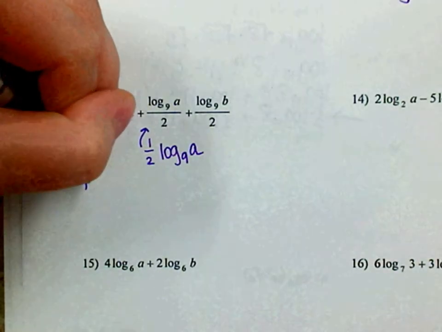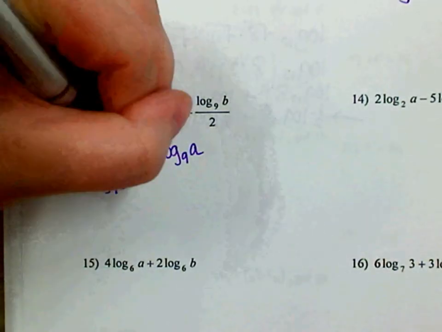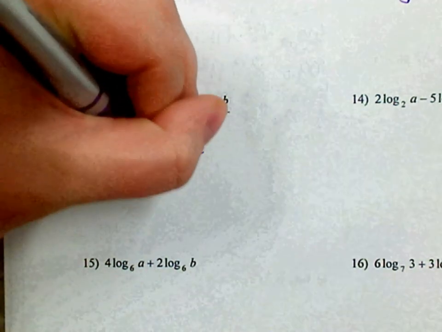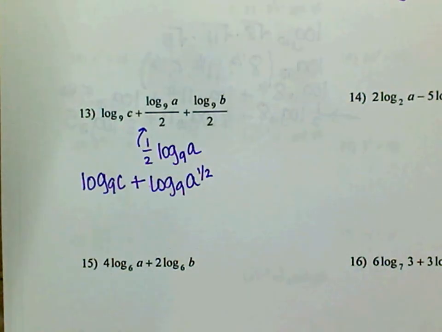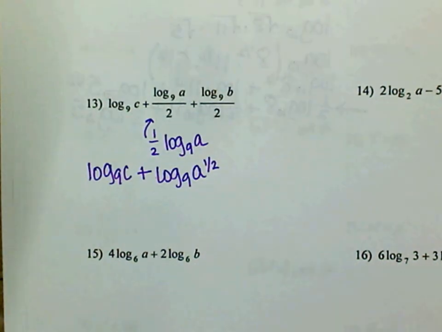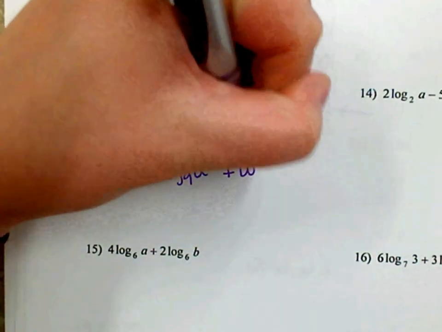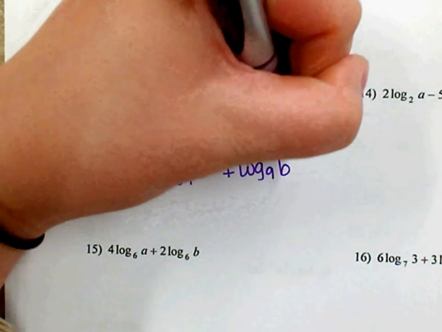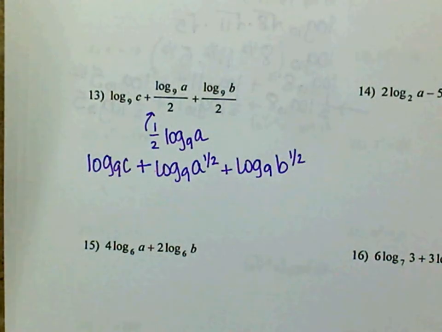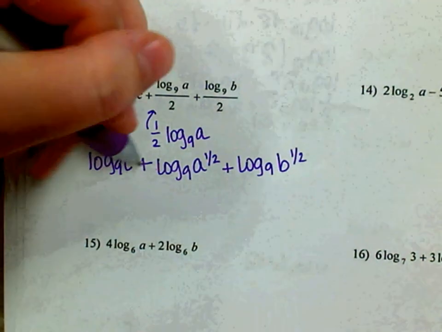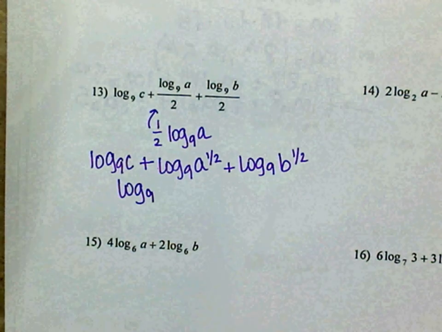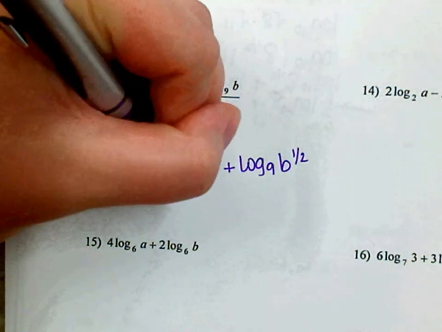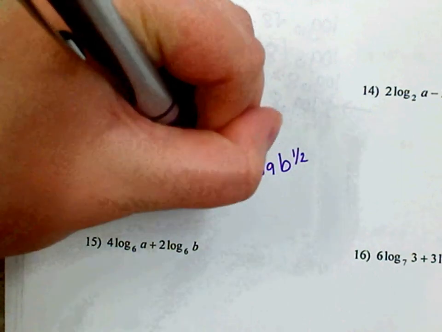So log base 9 of c plus log base 9 of a to the 1/2. There we go. That got rid of my number out front. That gave me that fraction. Plus log base 9 of b to the 1/2. So now I can combine things. They're being added, which means I'll condense by using multiplication. So I've got log base 9 of c, then a to the 1/2, b to the 1/2.